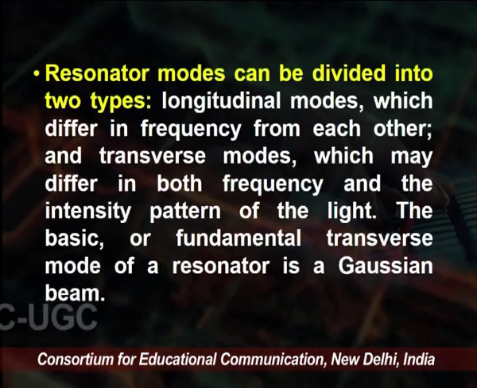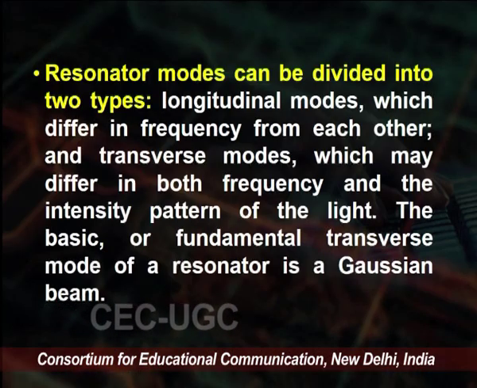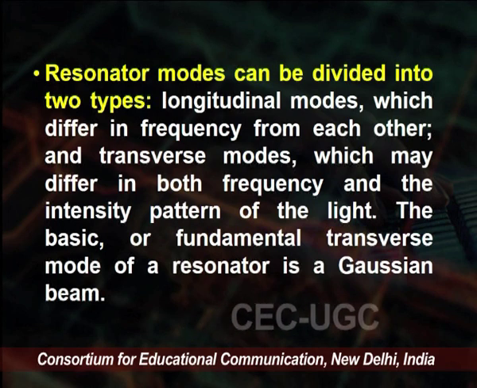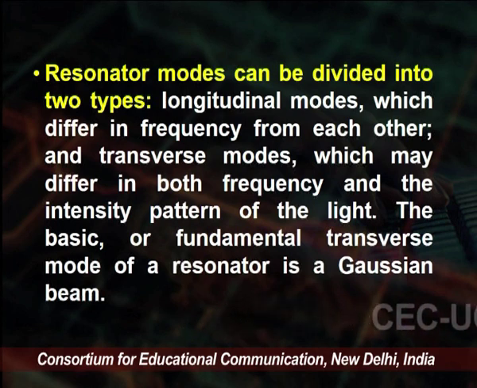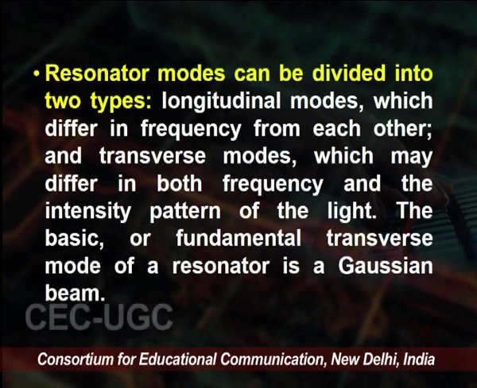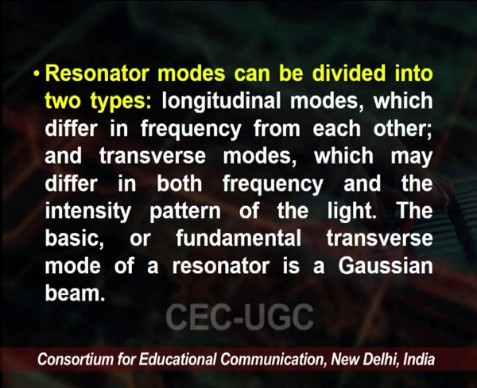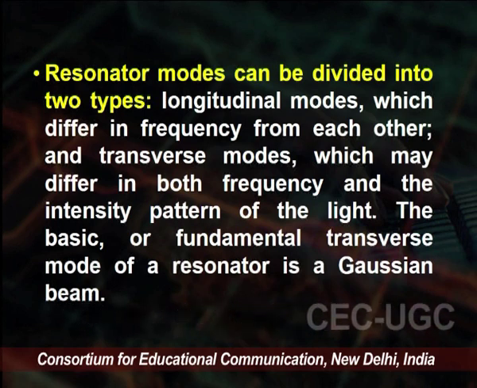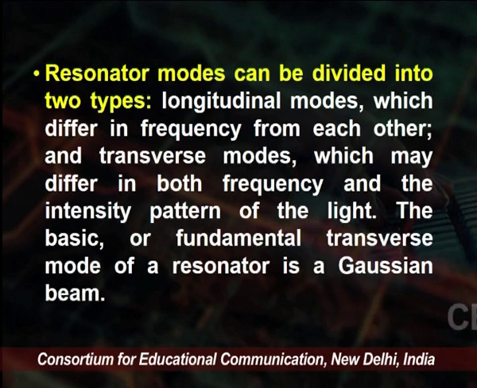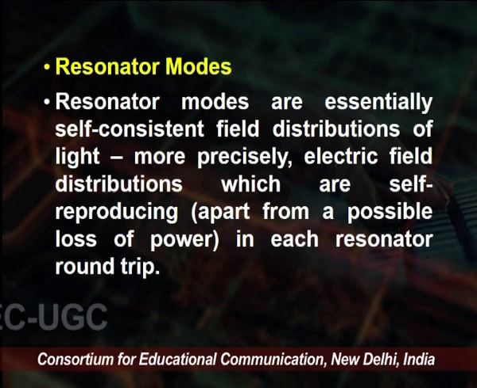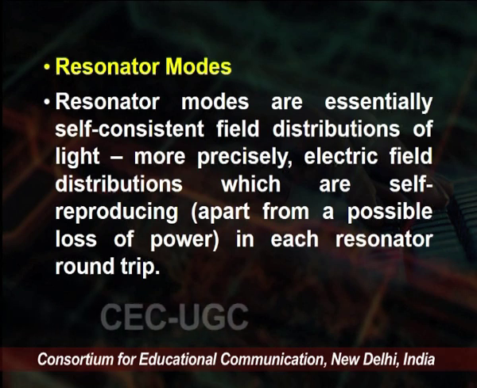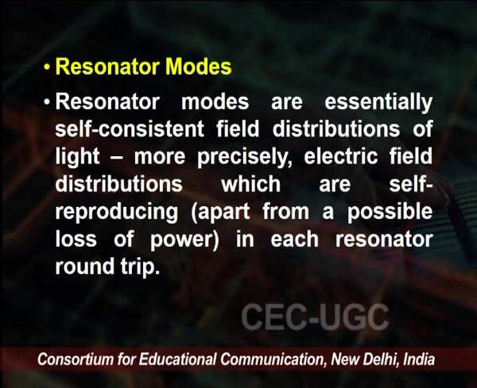So, there are two types of modes: longitudinal modes as well as transverse modes. The longitudinal modes differ in frequency from each other, and the transverse modes may differ in both the frequency and the intensity pattern of the light. The basic or fundamental transverse mode of the resonator is a Gaussian beam. So, the resonator will work on two modes.